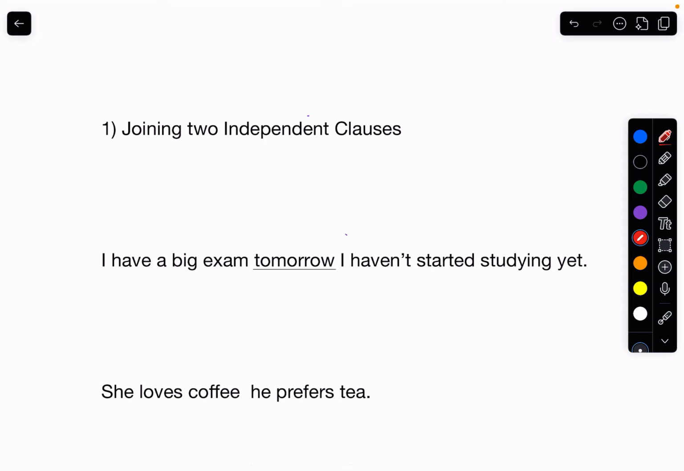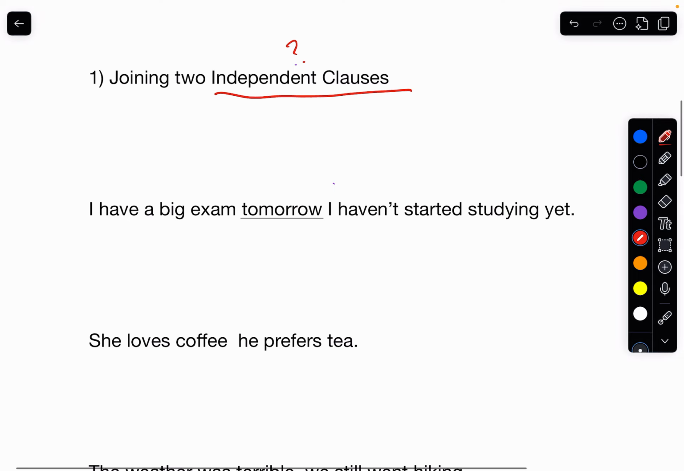Let's have a look at semicolons and when to use them. The first instance when you can use a semicolon is when you're trying to join two independent clauses together. If you don't know what independent clauses are, there's another video that I've done which you can watch. Now, let's have a look at an example.